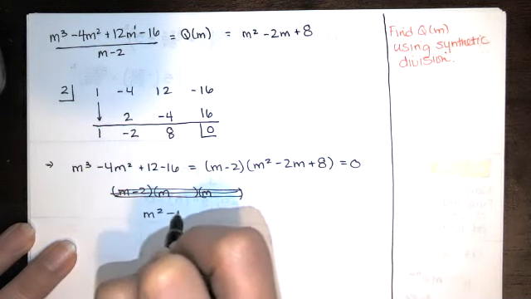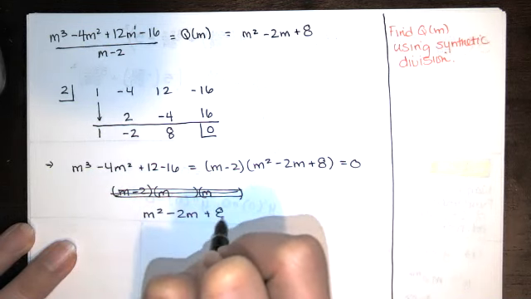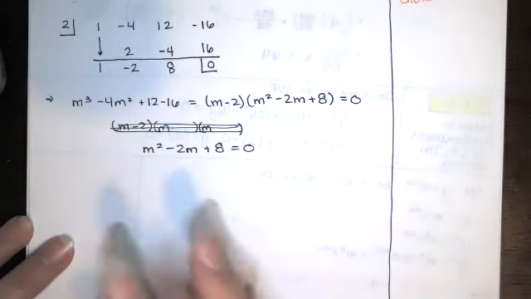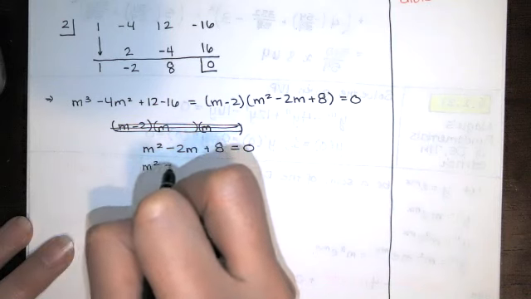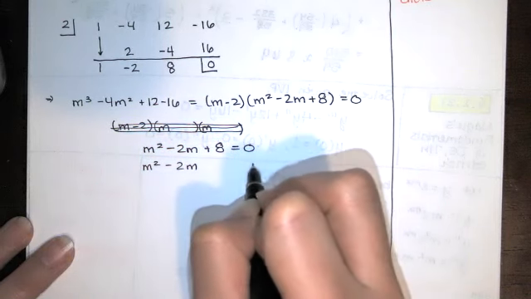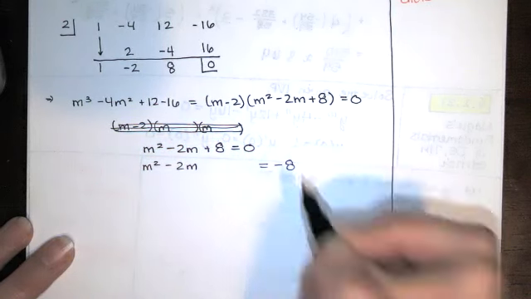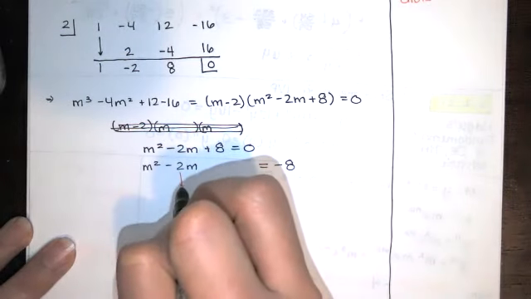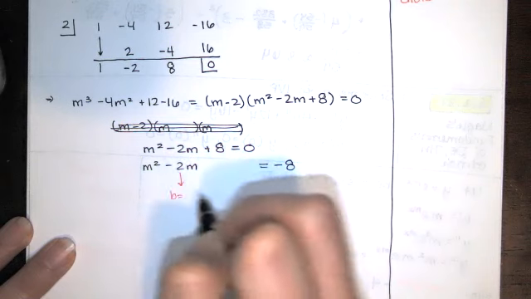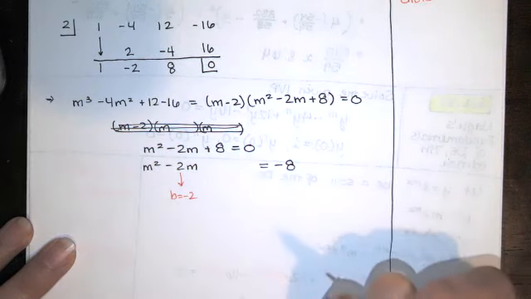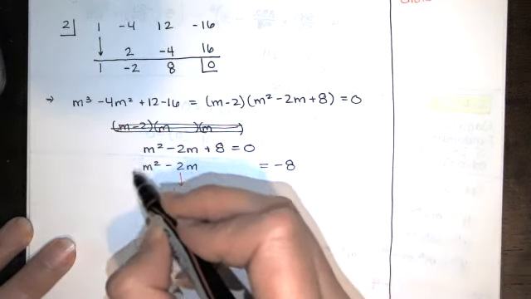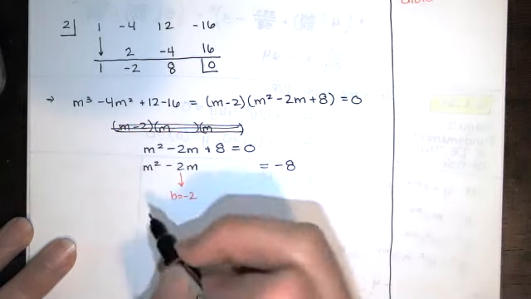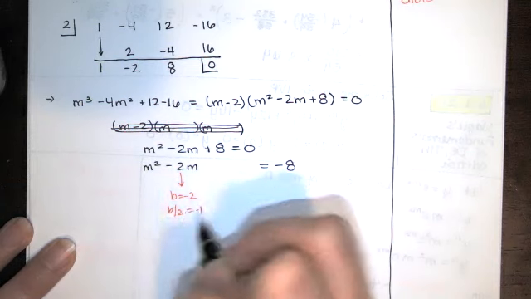I'll set m squared minus 2m plus 8 equal to 0 and solve that equation by completing the square. So the first thing we'll do is we'll get rid of the 8 by subtracting 8 from both sides. Then if the coefficient of m squared is a 1, and it is, the number in front of the m here is called b. You want to take half of that and square it.